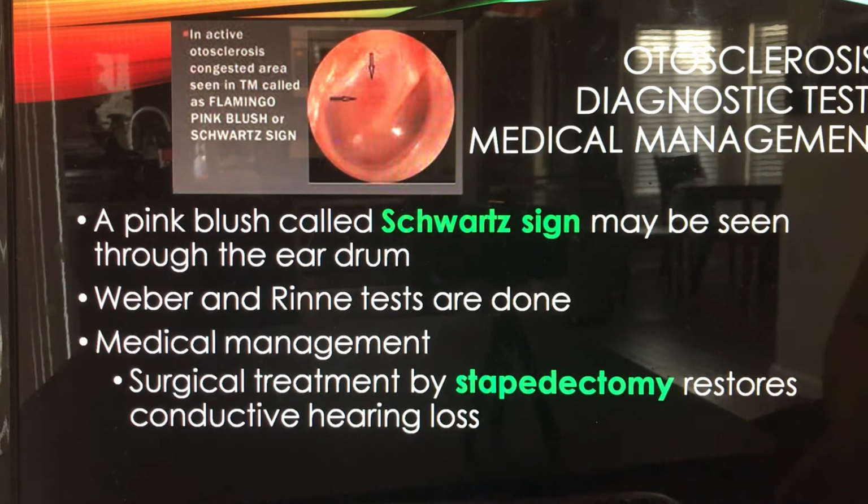So for your diagnostic tests and medical management, a pink blush called the Schwartz sign may be seen through the eardrum. The Weber and Rinne tests are done, and for medical management, surgical treatment by stapedectomy restores conductive hearing loss. So in this picture here, it's just showing you the pink blush known as the Schwartz sign.